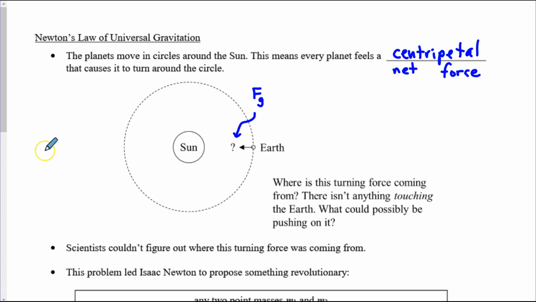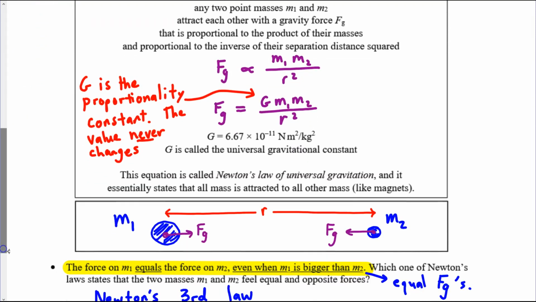If there were no gravity, the Earth would not be moving in a circle around the Sun. It would simply travel in a straight line. Scientists back in the 1600s and 1700s knew this, and they were perplexed. What force is causing the Earth to turn? What force is pushing the Earth perpendicularly to its velocity? This was a puzzle, and it's one that Newton solved with his law of universal gravitation.